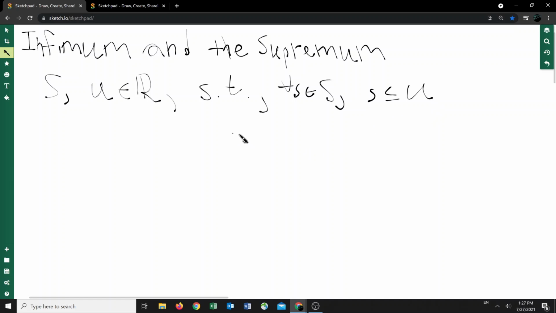Notice that there are going to be infinitely many upper bounds for a set. If we have one upper bound, then all the elements greater than that upper bound are also upper bounds. So we have infinitely many upper bounds for most sets.